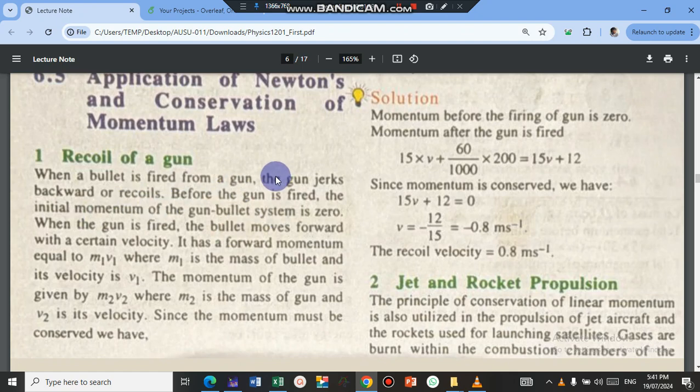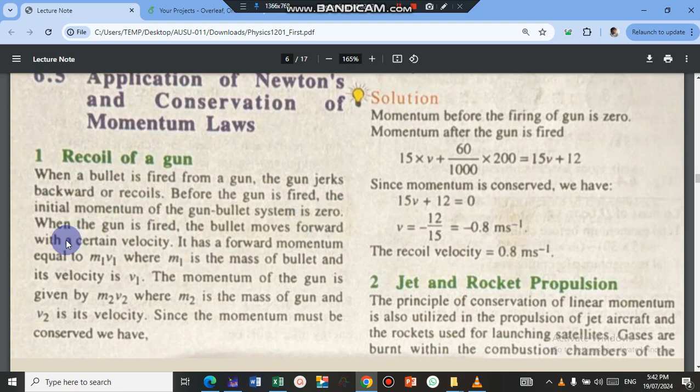They say before the gun is fired, the initial momentum of the gun bullet system is zero, meaning the gun and the bullet were at rest. And because they were at rest, each one of them has a zero velocity. Because momentum is mass times velocity and they have zero velocity, they consequently have zero momentum. The gun has zero momentum, the bullet has zero momentum before firing.